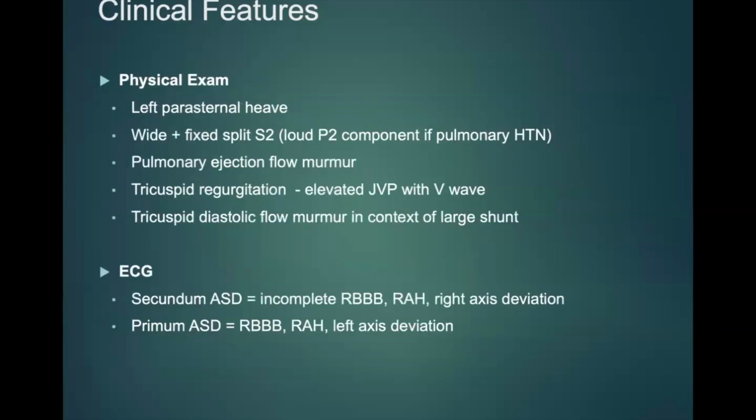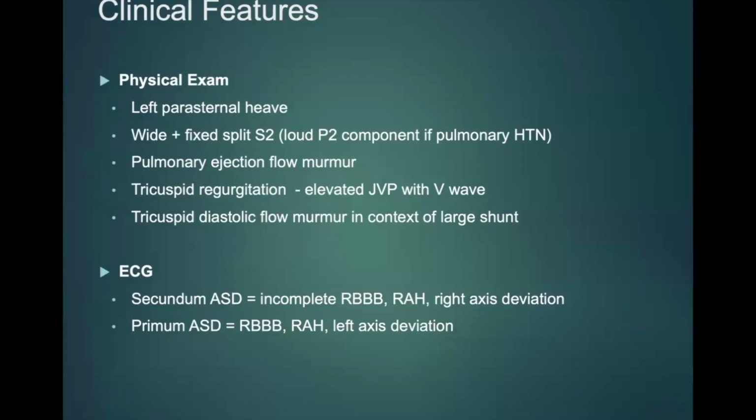Physical exam features that come up with atrial septal defects: you can get a left parasternal heave due to RV dilatation. As opposed to your physiological splitting of your heart sounds, you'll be left with a wide, fixed splitting due to enhanced right-sided flow. You can get a pulmonary ejection murmur due to enhanced flow across the pulmonary valve. Tricuspid regurgitation due to annular dilatation. And then interestingly enough, you can also get a diastolic flow murmur across the tricuspid valve just due to enhanced flow on the right side.